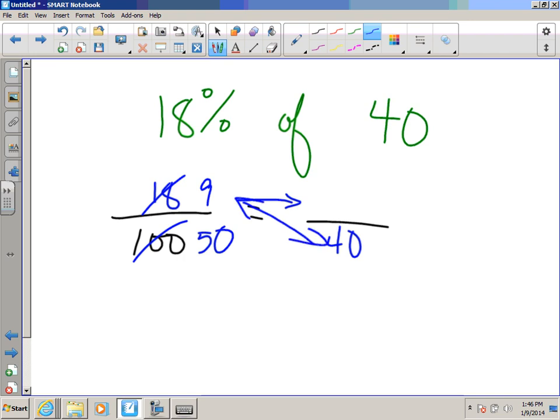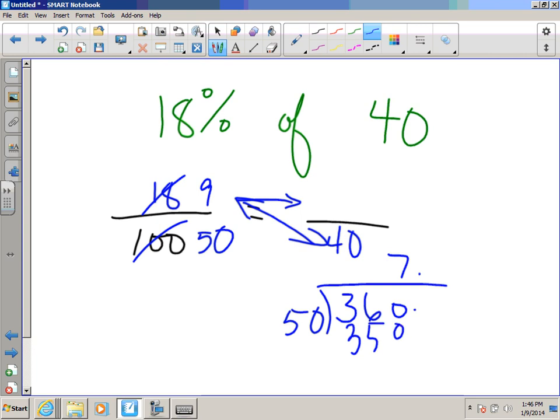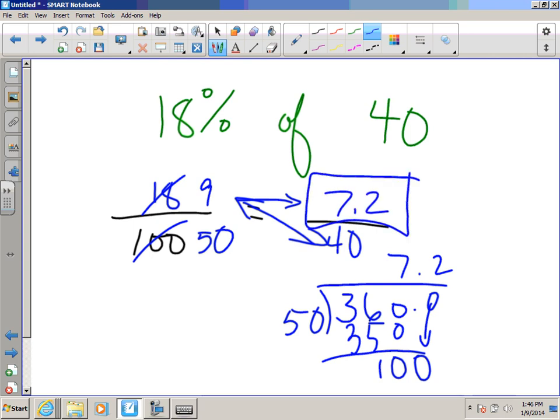Cross multiply. What is 9 times 40? Divided by 50. Set it up. 50 does not go into 36, but into 367 times, which is 350. And then 50 into 100 is twice, and the missing value is 7.2.